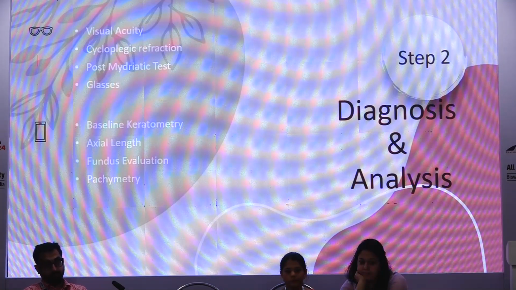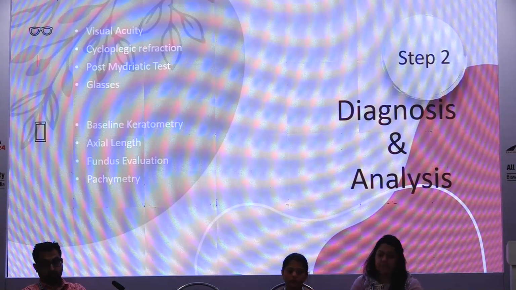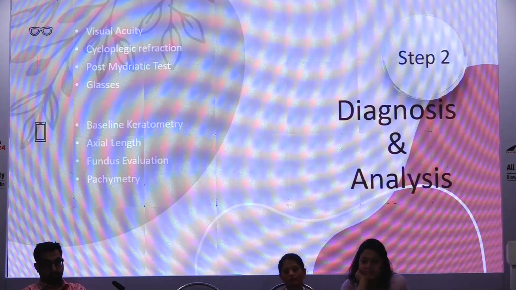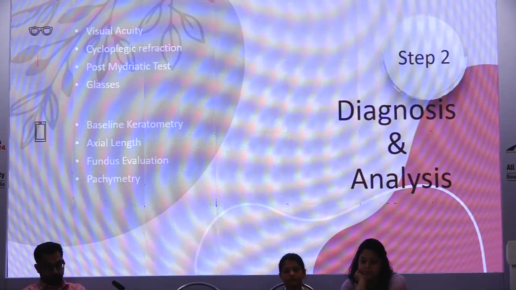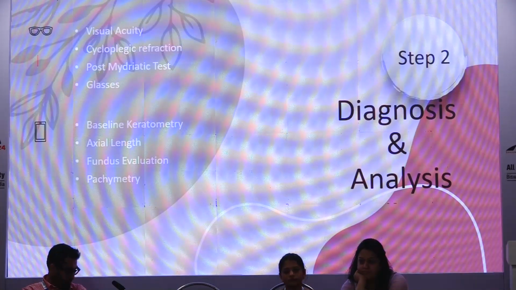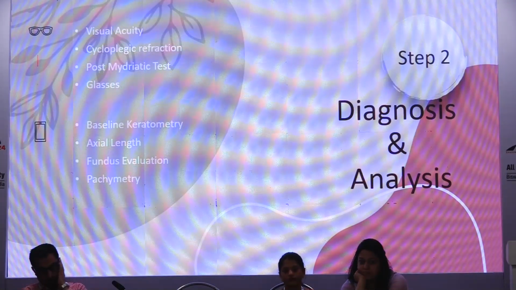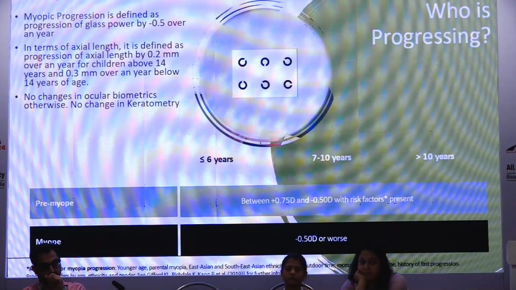Diagnosis, we all are ophthalmologists, we are doing our work fine since years, we know how to do a cycloplegic refraction and prescribe glasses. Part 2 is that you have to do a baseline K, baseline axial length, do a good fundus evaluation for myopic patients, and corneal thickness if it is possible. So these baseline investigations are important because these would actually tell you whether myopia is progressing and how it is progressing, whether the axial length is actually changing or not changing. So who is progressing? This is very, very important, and how much progression is actually significant.